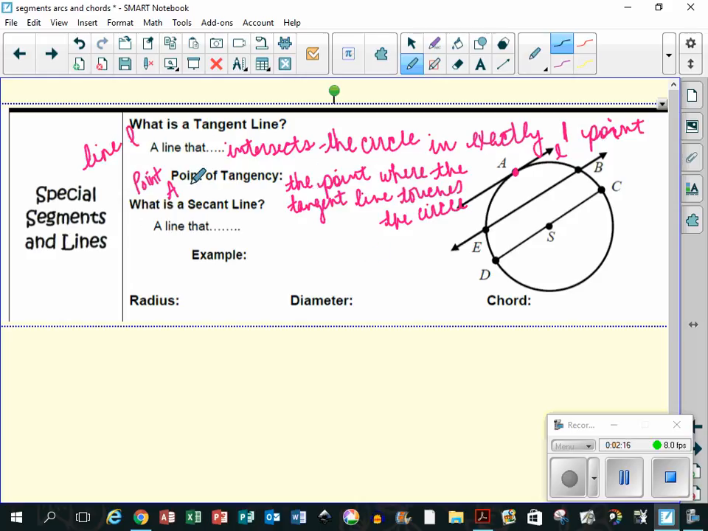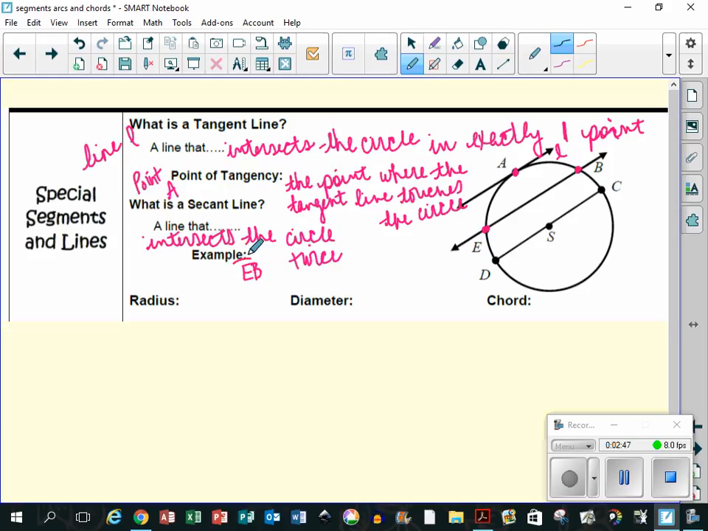A secant line is a line that intersects the circle in 2 points. So a secant line is a line that intersects the circle twice. For example, 1, 2. So line EB would be a secant line.